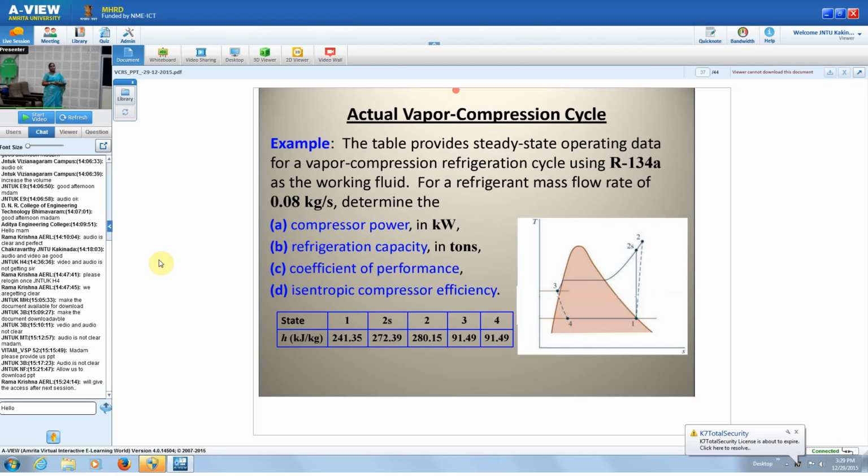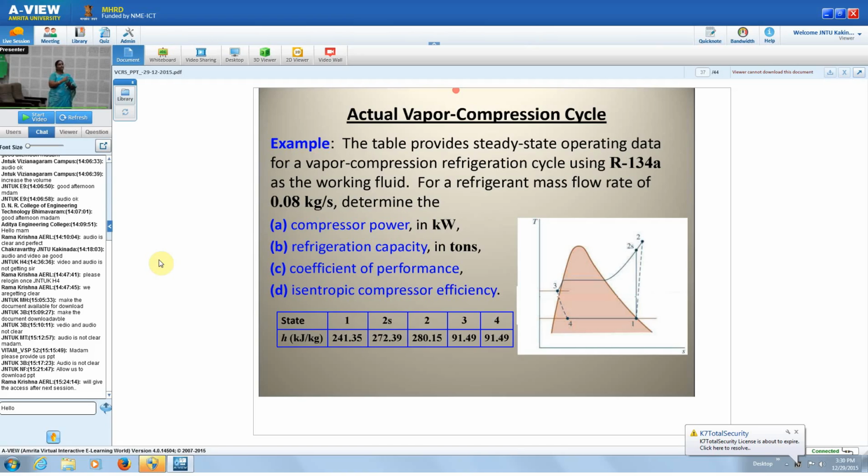And 3 is the point after subcooling of the refrigerant in the condenser. So it is 91.49. And you know that 3 to 4 is isenthalpic expansion, so H4 is same as H3, 91.49. With all this, find out the compressor power. That is H2 minus H1 into the mass of the refrigerant, Mr into H2 minus H1. Then refrigeration capacity. That is again Mr into H1 minus H4.